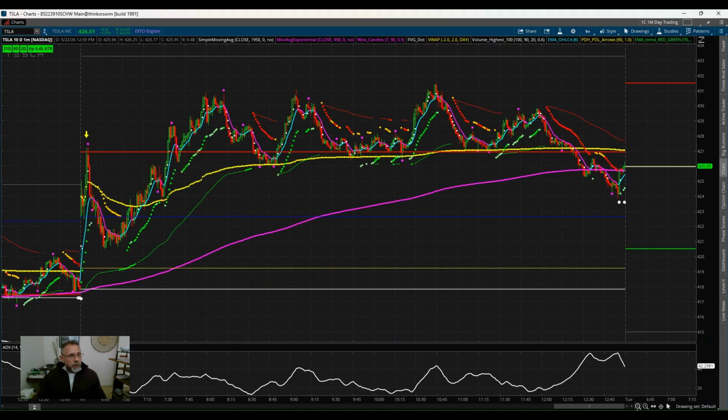Okay. So what else? I've got a moving average here. I think it's a 360 period, something like that. It's roughly 1 day's worth of price action. So it's very short term. But I think that's all.